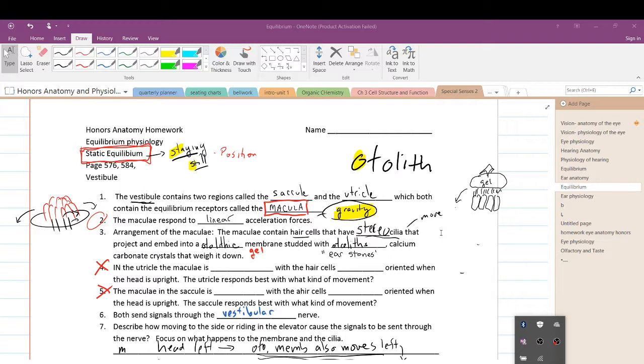We are going to talk about the equilibrium physiology. Now, it might be helpful to also have your ear diagrams because the equilibrium is in the inner ear, the two equilibrium senses.